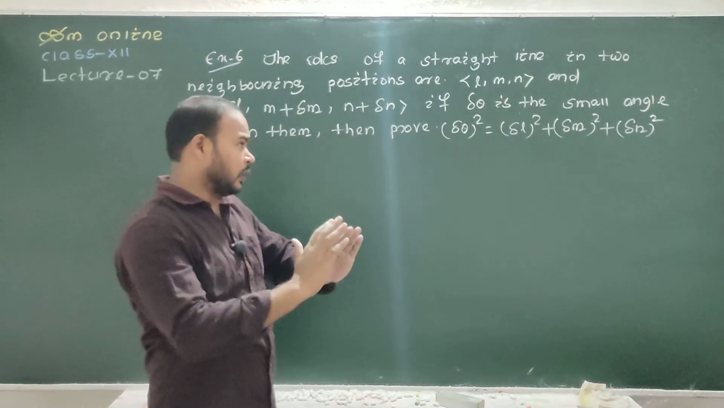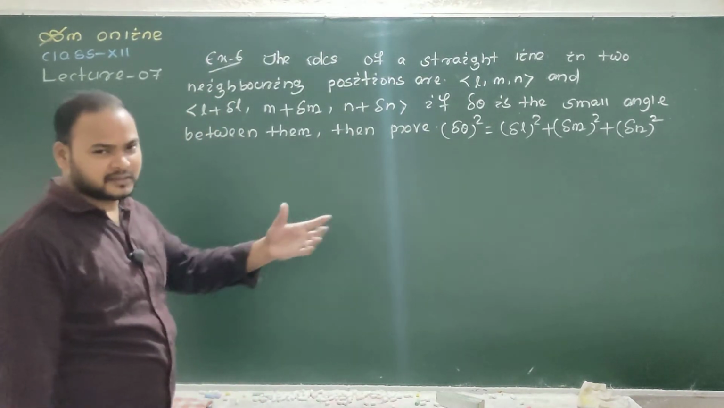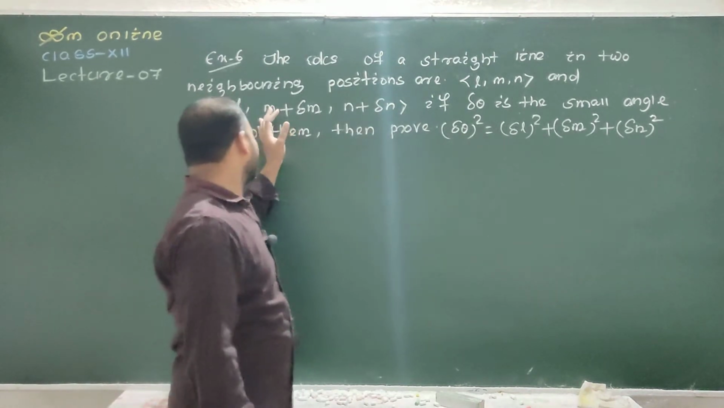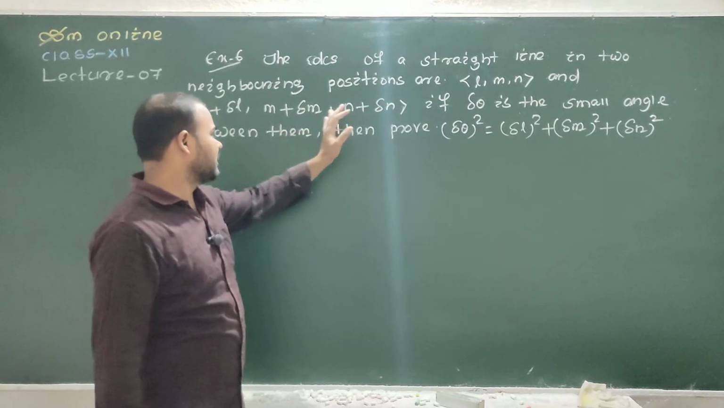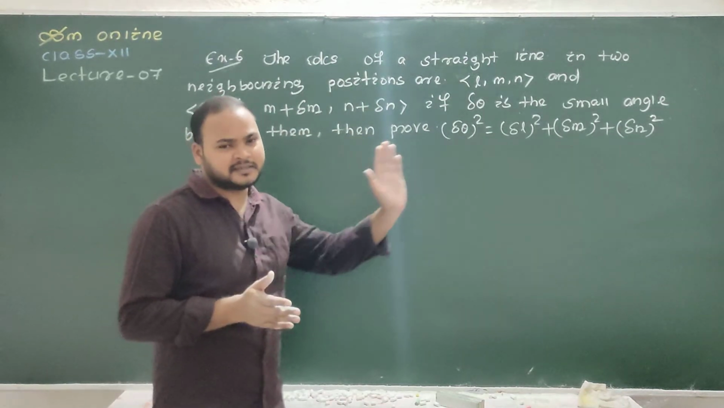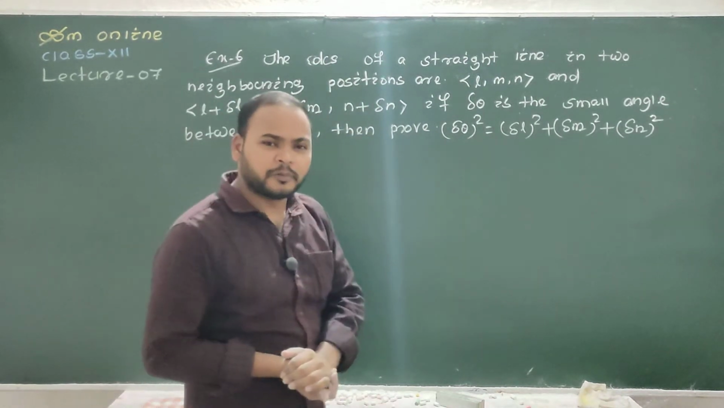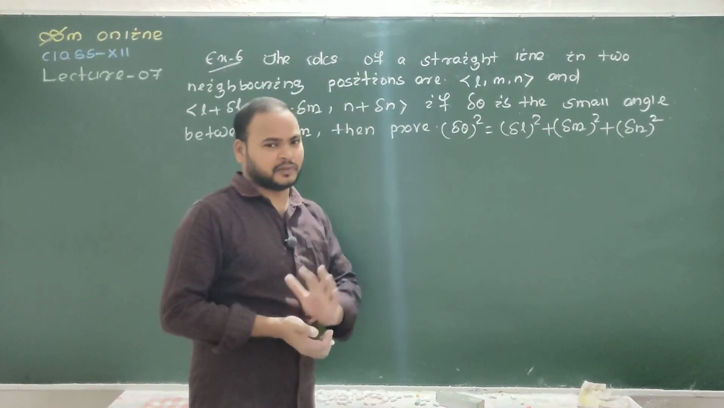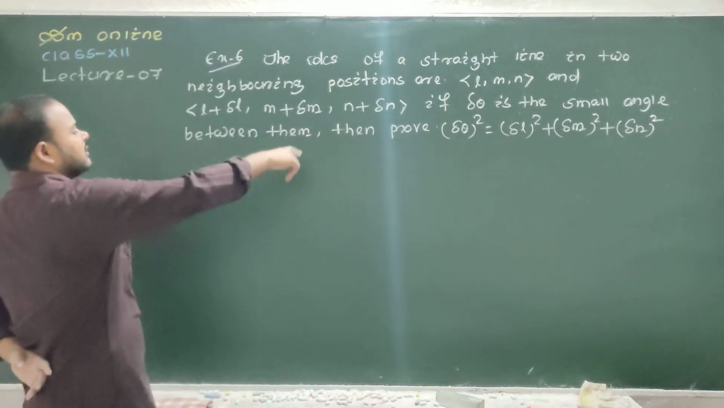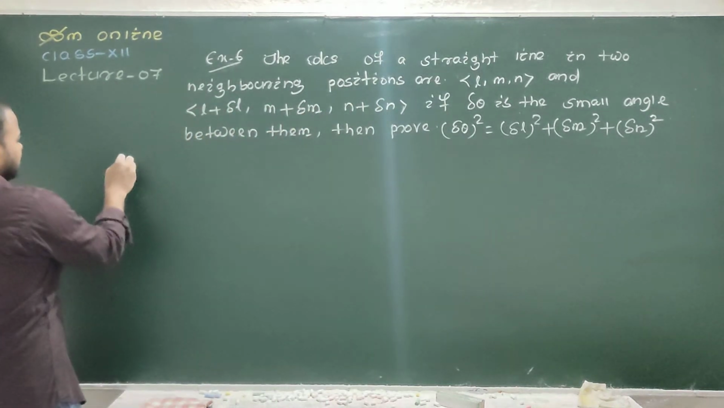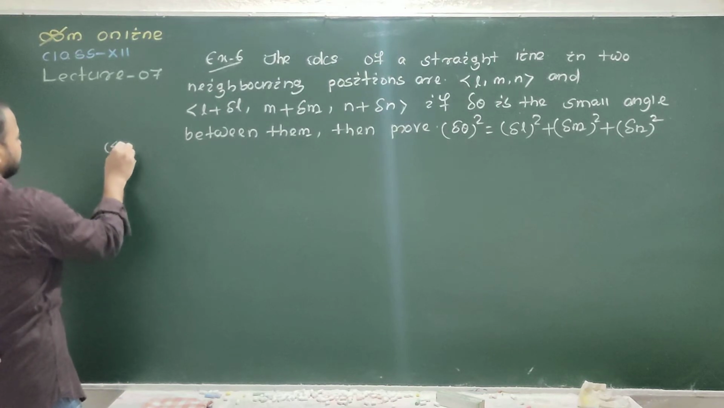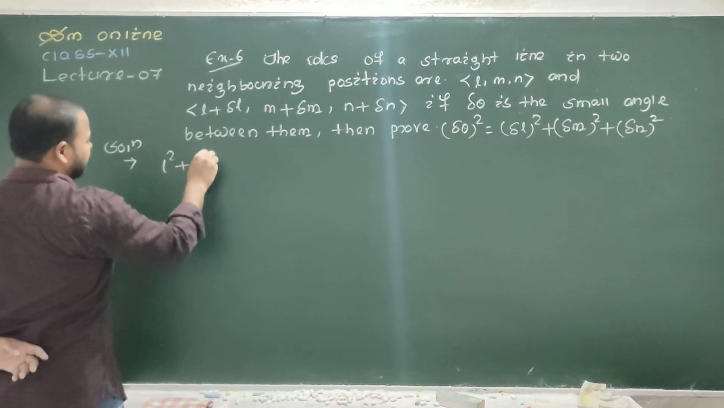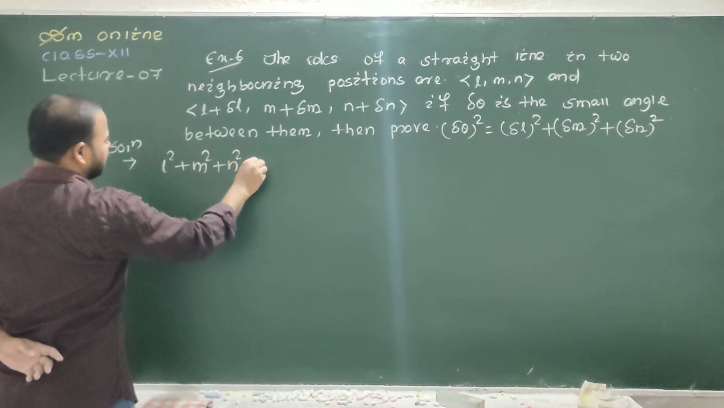There are two lines, okay, which are close to each other, and the DCS of first line, that is L, M, N, okay, and the DCS of second line, that is L plus del L, this is M plus del M and N plus del N. And if del theta is the angle between them, then we have to prove that del theta square equal to del L square plus del M square plus del N square. Okay, so here, because these are the DCS of the two lines, we have L square plus M square plus N square equal to 1.